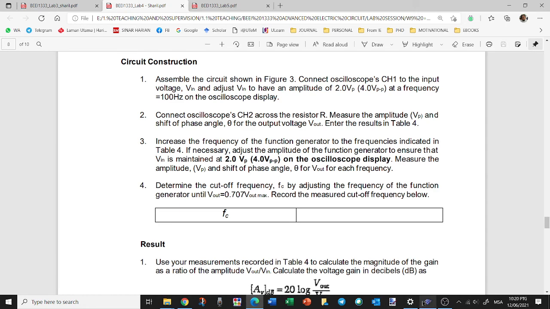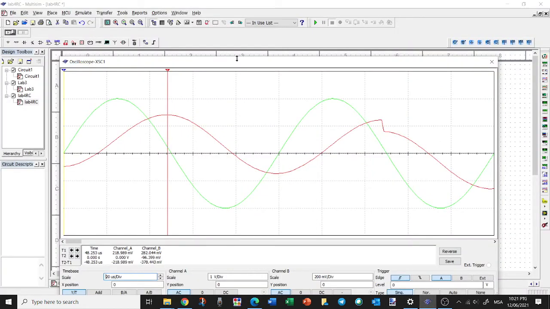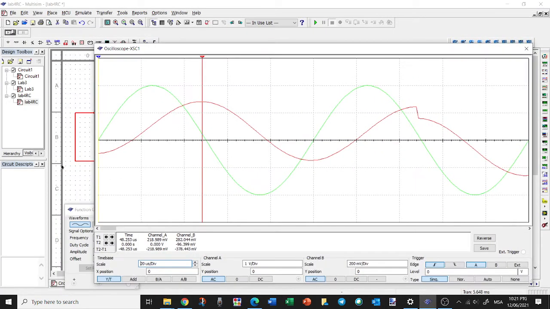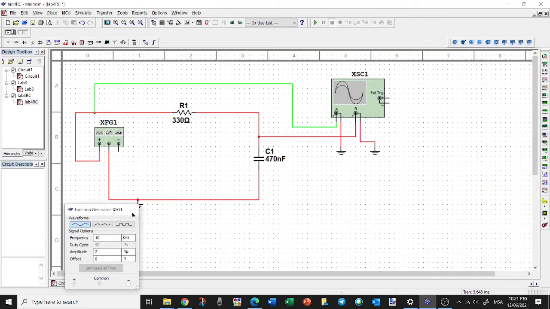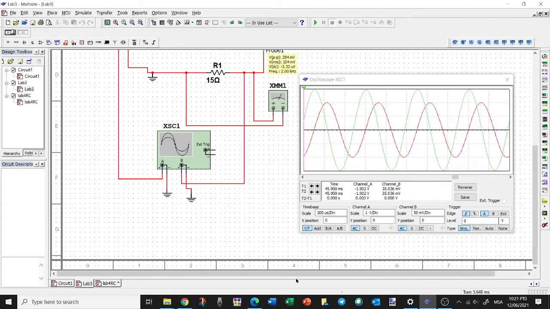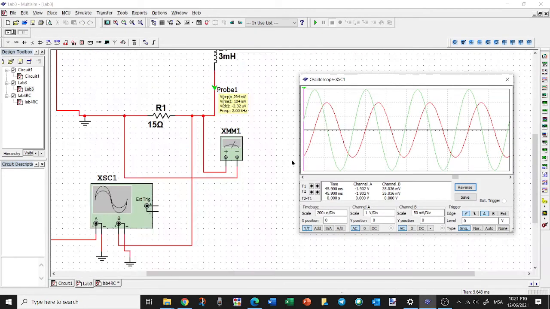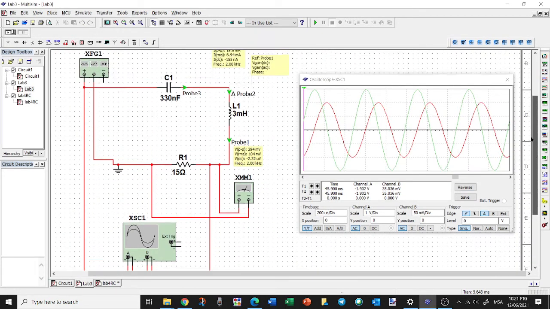Okay, let me go back. Let me reverse a little again. For lab number 3, earlier I showed a different experiment. So this one is lab number 4. So lab number 3 is actually this diagram. So you can see the example I have here.